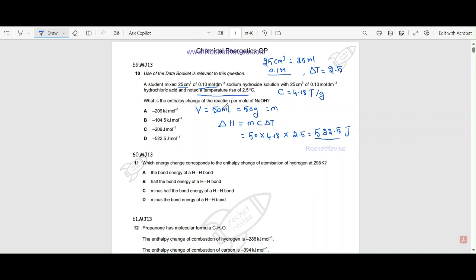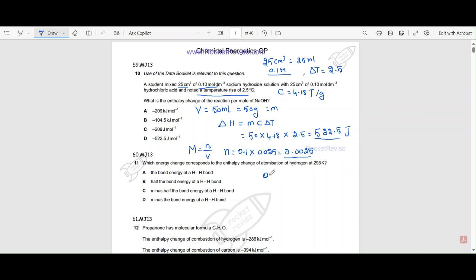So we have to calculate that energy for 1 mole. But what is the number of moles of sodium hydroxide used in this reaction? How can I calculate that? It's very simple. Molarity is equal to number of moles divided by volume of the solution in liters. Molarity will be 0.1 and volume of the solution in liters will be 0.025. So the number of moles will be 0.0025. So here it clearly indicates this many moles have released the energy that raised the temperature by 2.5 degrees Celsius.